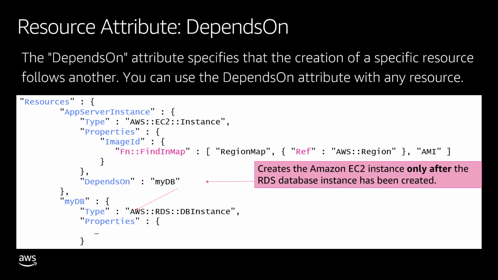You have some other parameters that you can specify. For example, you can use the DependsOn attribute to specify that the EC2 instance should wait until the RDS database instance is created. So you can create some dependencies with the help of the DependsOn parameter.